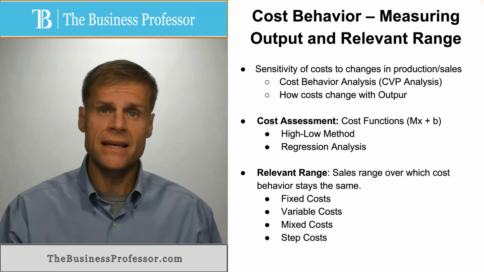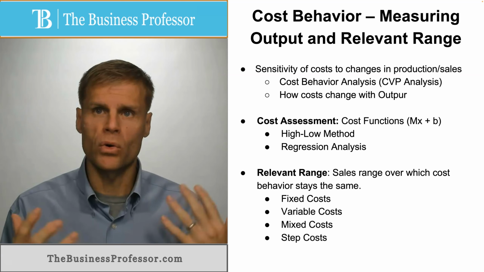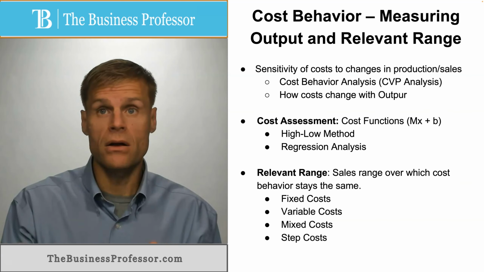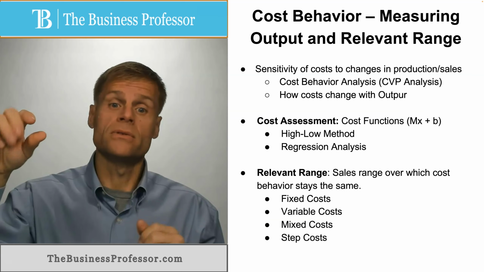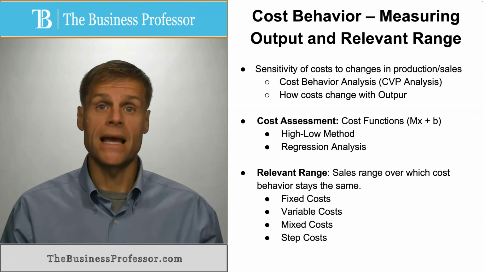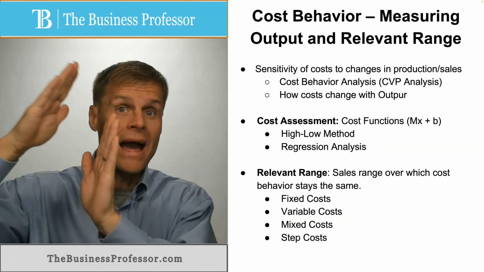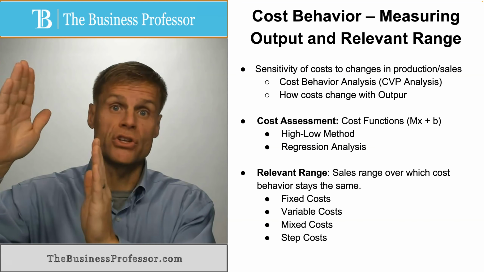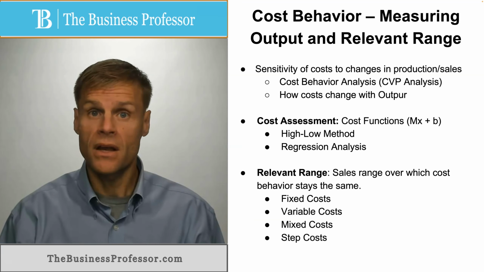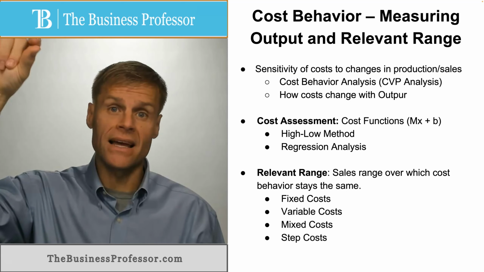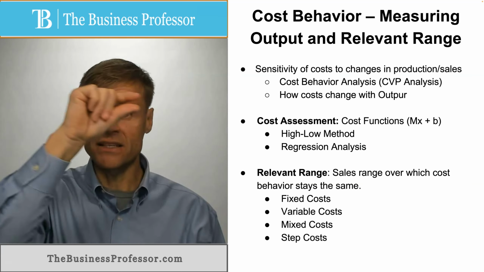Now, the relevant range is an important concept with regard to assessing cost behavior, because it's the range of output or sales over which cost behaviors will remain the same throughout a particular range of production or sales, right? Over the output range, the costs are going to remain constant, or they may escalate, but they will escalate constantly throughout, or they may not change. If they don't change at all, they're a fixed cost throughout the period.